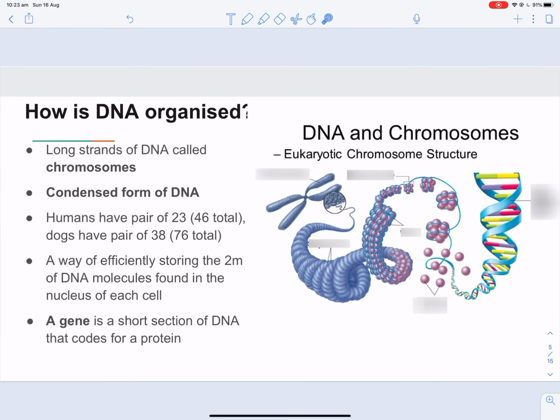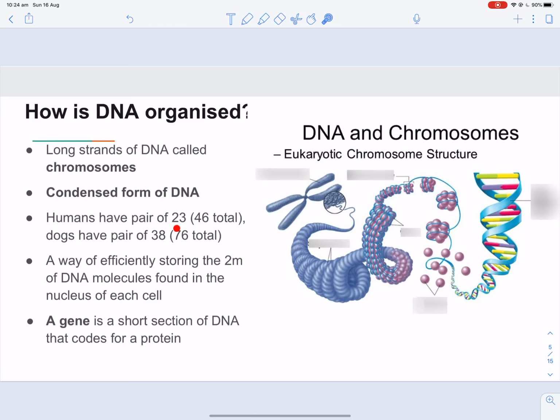So how is DNA organized? So we've seen this double helix structure of DNA. How is this organized inside the nucleus of our cells? So the long strands are called chromosomes, and what they are is a condensed form of DNA. So we see our strand of DNA here. It wraps around these little proteins. These proteins stick together, and they are all bundled together as well, and they form this really nice, neat, compact structure. It's very condensed, called a chromosome.